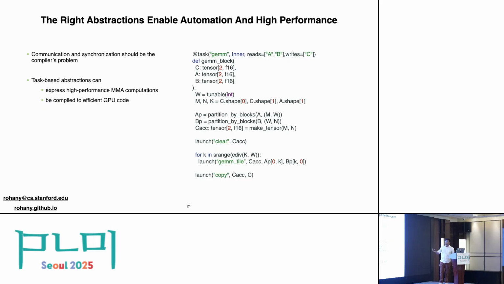And so I showed you today how a set of abstractions, particularly task-based abstractions, are one way that we could actually make this a reality. And I showed you how we can use them to express high-performance Tensor Core computations and run efficiently on modern GPUs. With that, I'll conclude, and I'm happy to take any questions.